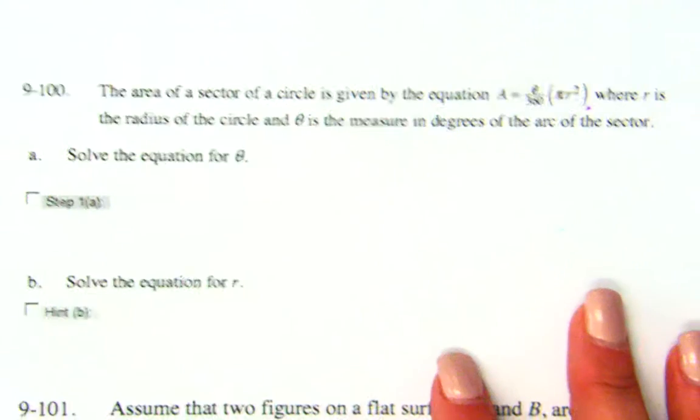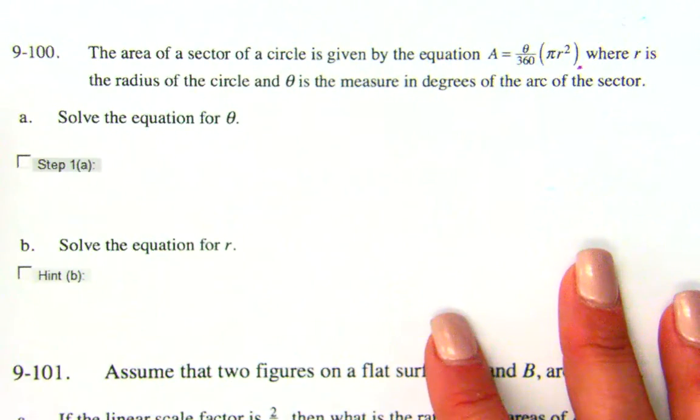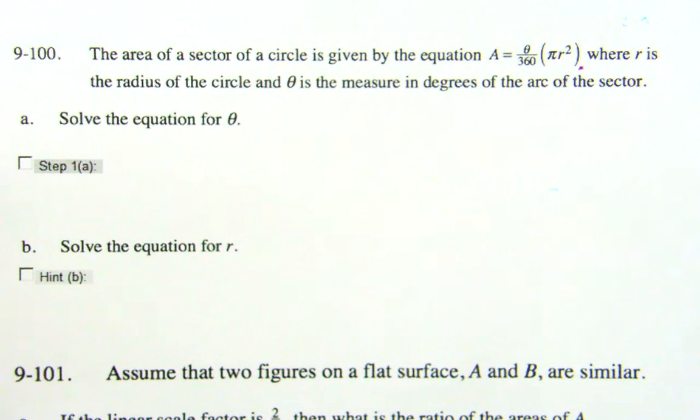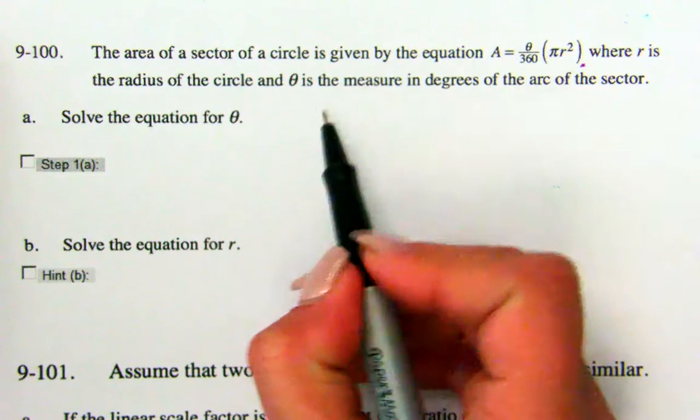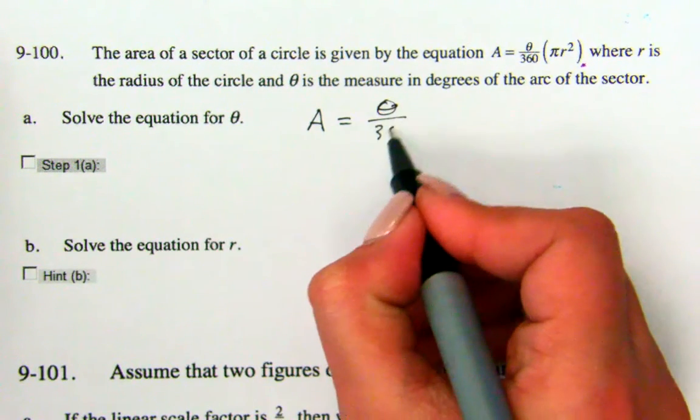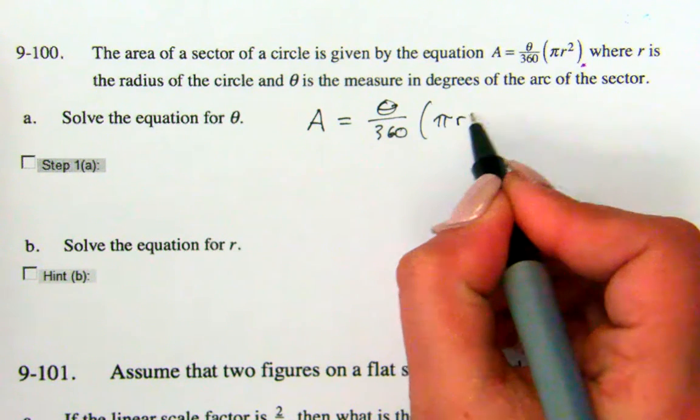The area of the sector of a circle is given by the equation: area of the sector is equal to theta, or the angle, your central angle, over 360, times pi r squared, where r is the radius of the circle and theta is the measure in degrees of the arc of the sector. So solve the equation for theta, solve the equation for r. Okay, so it's not that difficult, but it does require some manipulation. So A is going to be equal to theta over 360 times pi r squared.